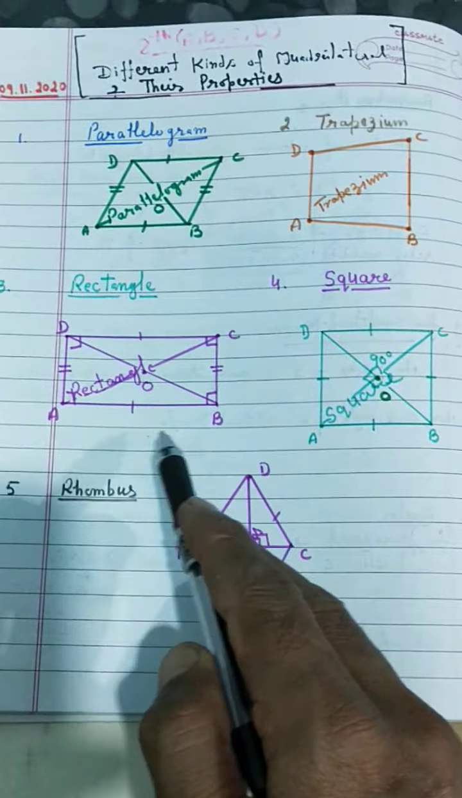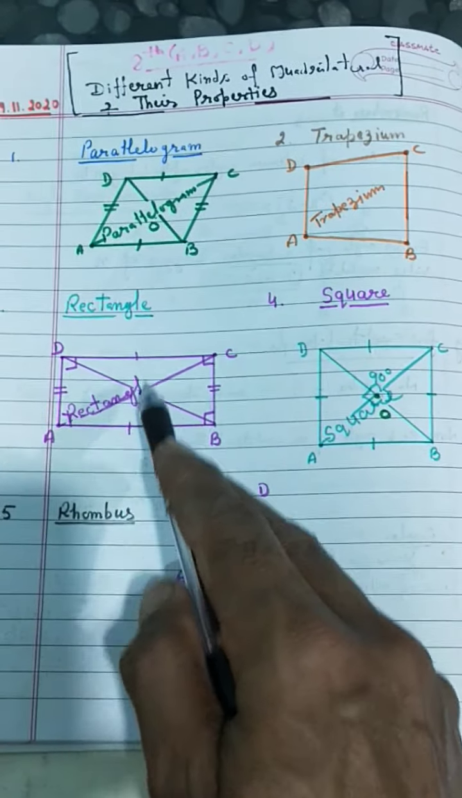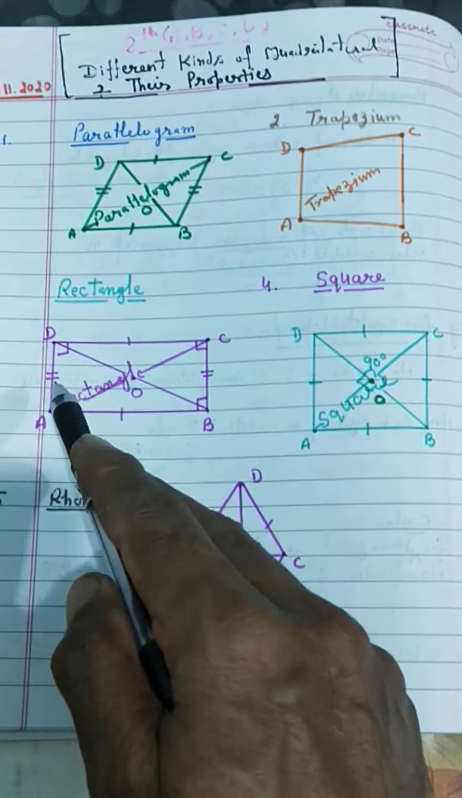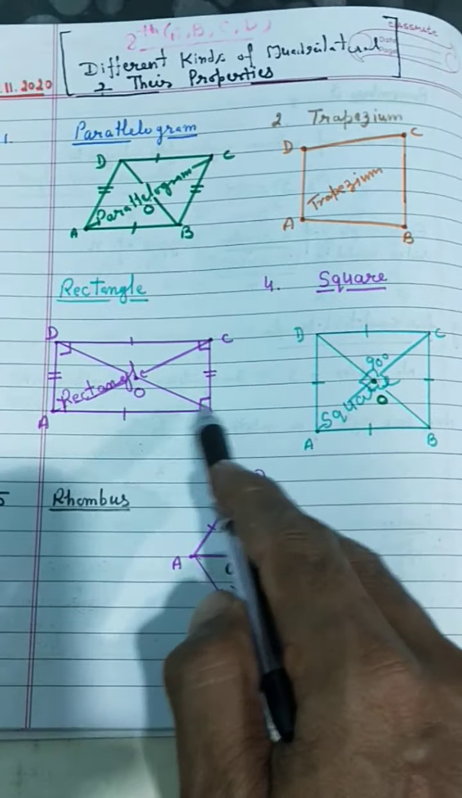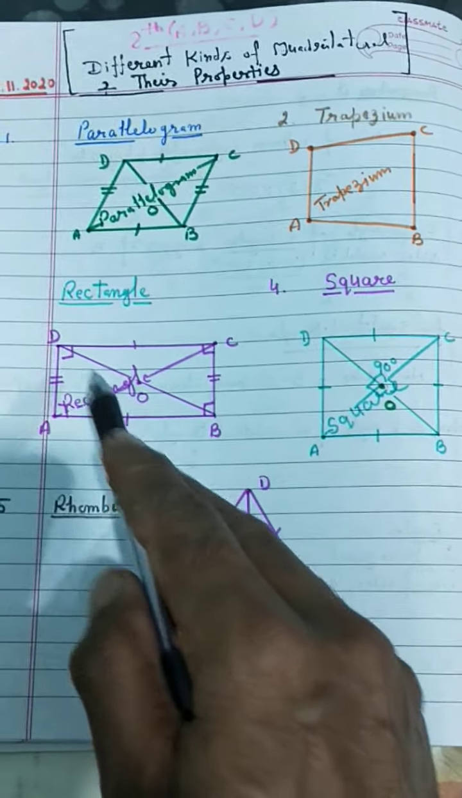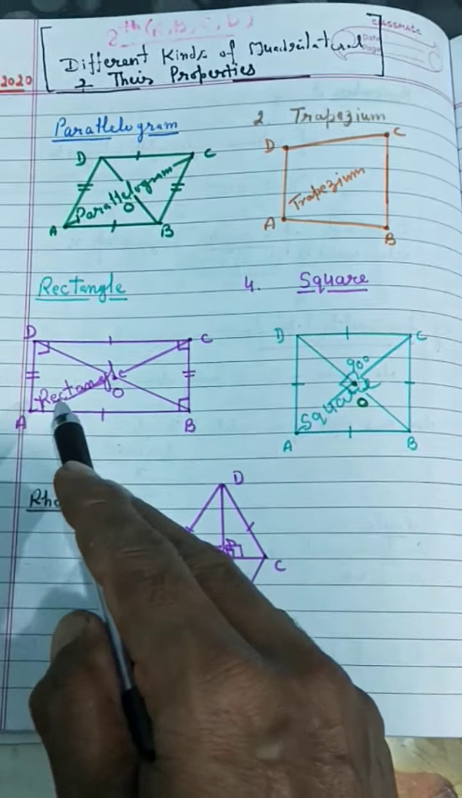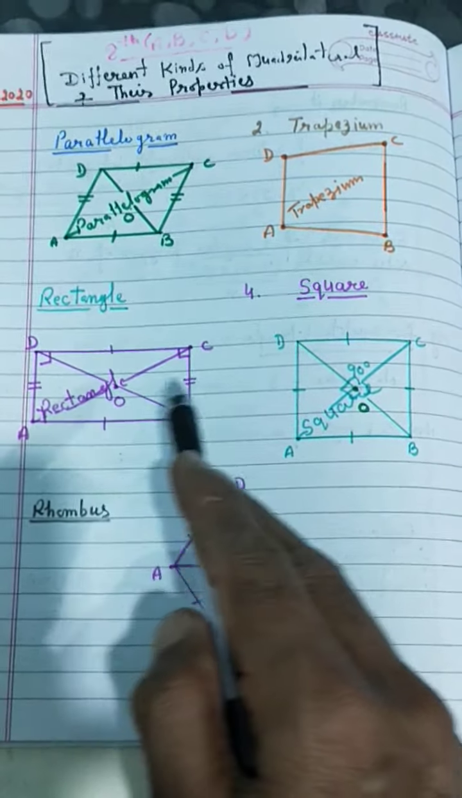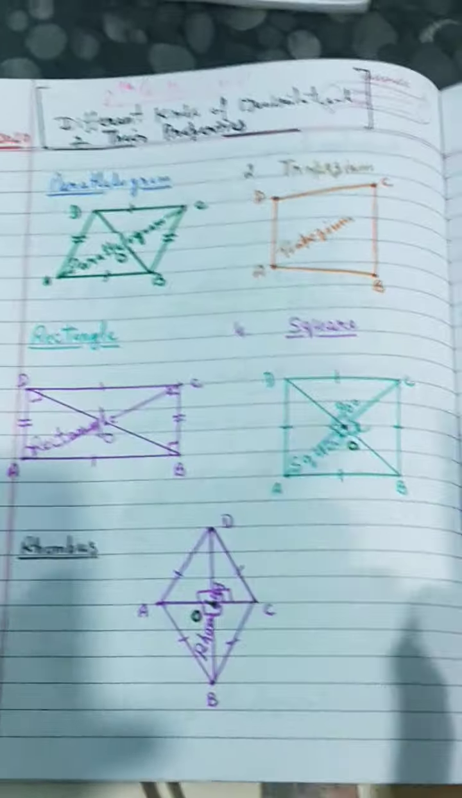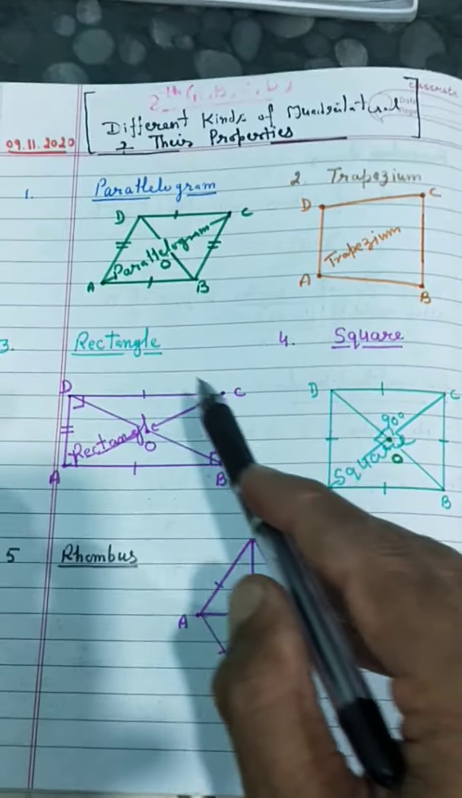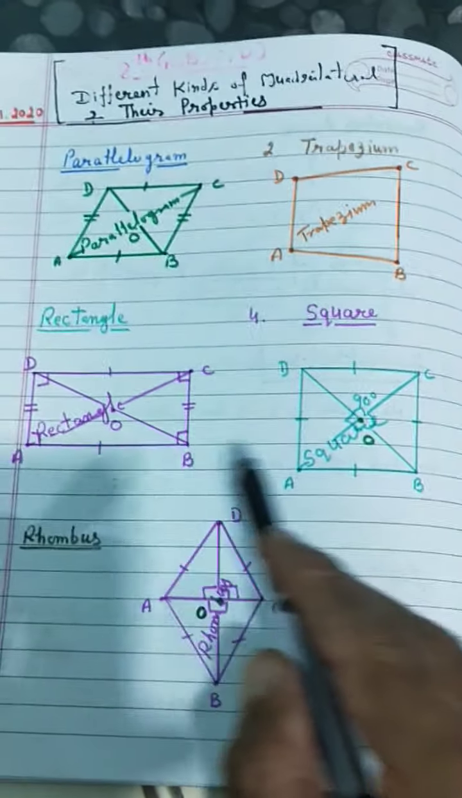After that, rectangle. In rectangles, opposite sides are equal. AB is equal to CD and AB parallel to CD. AD is equal to BC and AD parallel to BC. And AC and BD are two diagonals and they are equal. In rectangle and square, diagonals will be equal. With the help of properties, I have to explain each and every thing about these quadrilaterals, kinds of quadrilaterals.